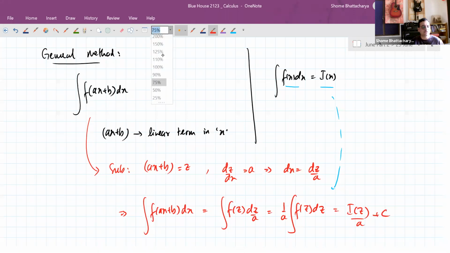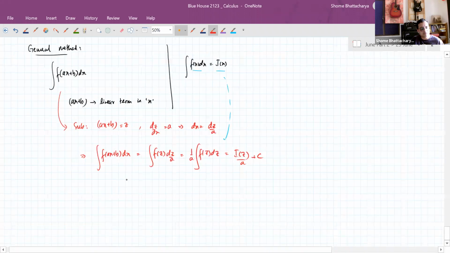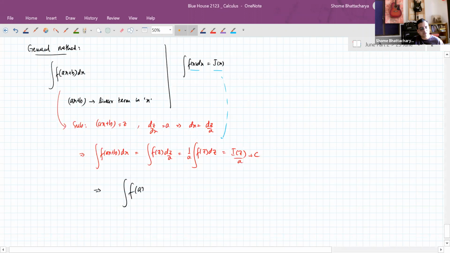So on doing the resubstitution, we can see that finally this becomes a formula: integration of f of (ax plus b) becomes I of z, and z was nothing but ax plus b, divided by a, plus c. So this becomes like a direct formula we can use.